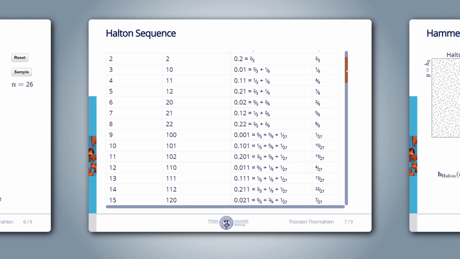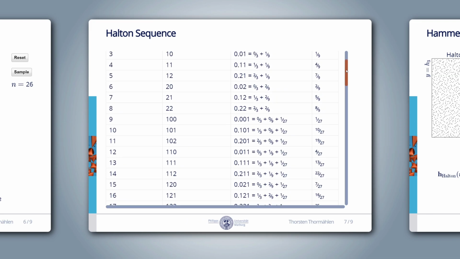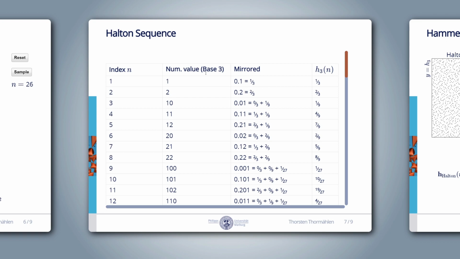To implement the Halton sequence in GLSL, let's try to find an algorithmic solution. To this end, we look again at the Halton sequence for a base of 3. To compute h3 of n, we can iterate over the digits after the decimal point. Let's look at the first digit here. Its weighting factor is 1/3. There is a regularity in the corresponding nominator.